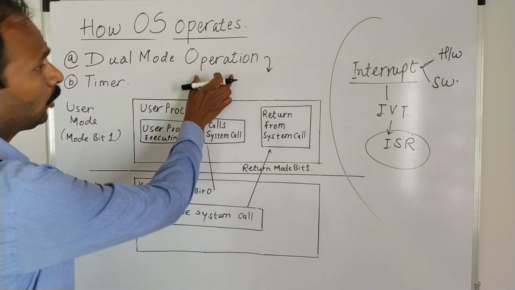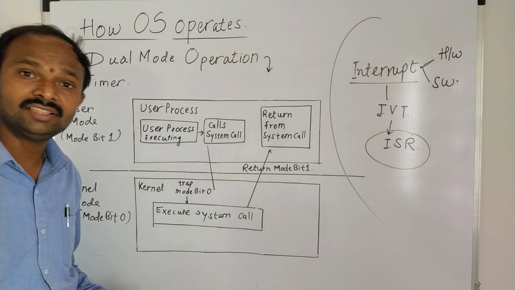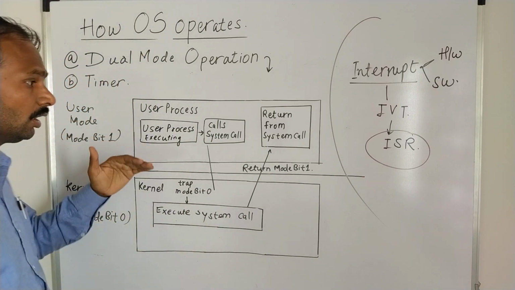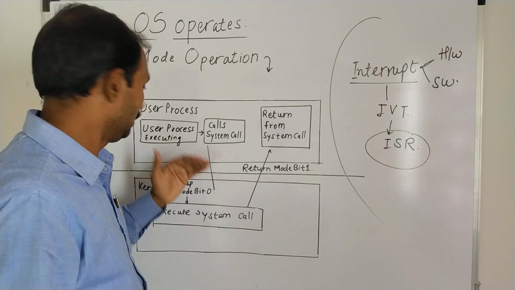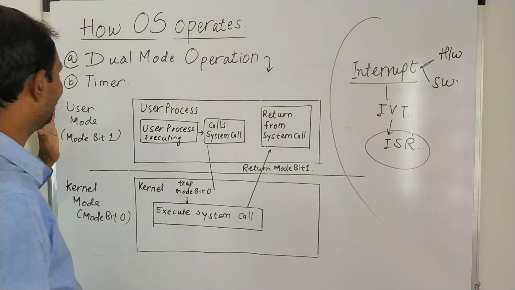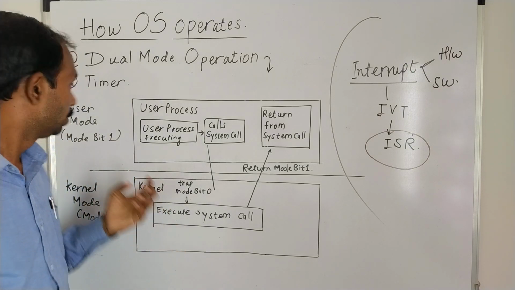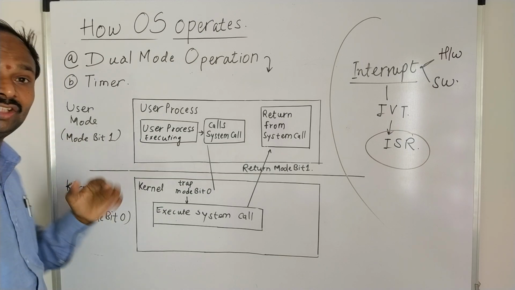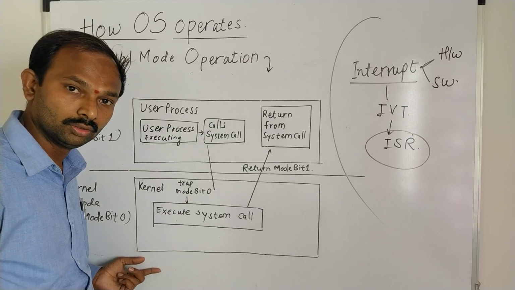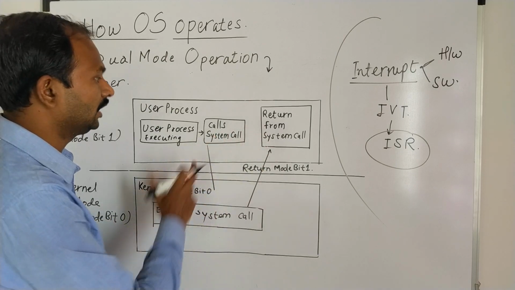Now this is a diagram which represents how the operating system works in dual mode operation. There are two parts: one part is known as the kernel mode and the other part is known as the user mode. They are identified with the help of a particular bit. When it comes to user mode, the mode bit is 1, and when it comes to kernel mode, the mode bit is 0. Now we will see what is happening in this diagram.